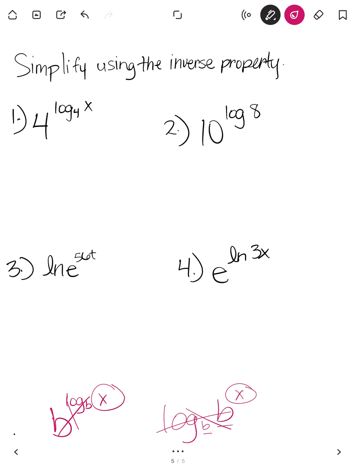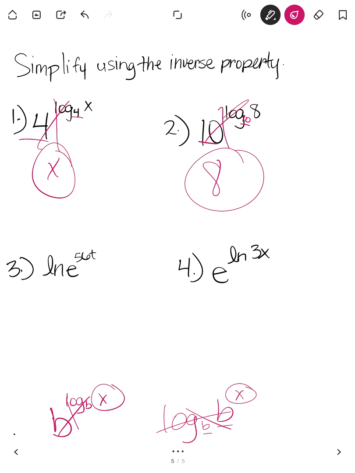So looking at number 1, I have 4 to the power of log base 4 of x. Notice the base of the exponential and the base of the log are exactly the same. They cancel each other out. I'm left with x as an answer. Looking at number 2, 10 to the log of 8. Remember, when there is no base written, it is a base 10, which means the bases match. Cancel out. 8 is the answer.